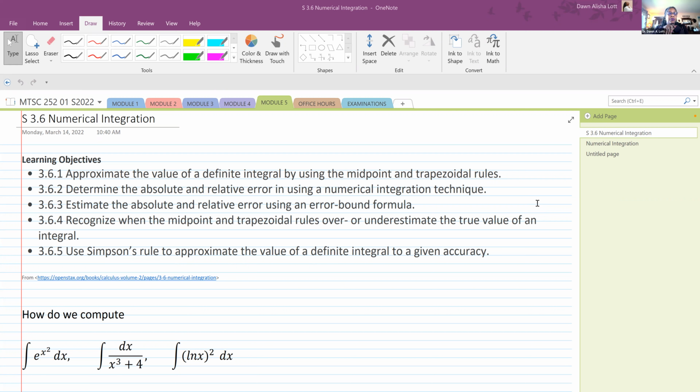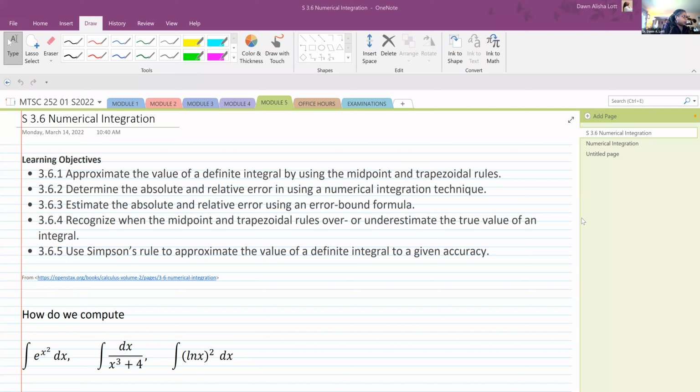Determine the absolute and relative error in your numerical integration technique or your approximation. Estimate the absolute and relative error using the error-bound formula. Recognize when the midpoint and trapezoidal rules over or underestimate the true value of an integral. And then, of course, to learn to use Simpson's rule, which will give us better accuracy.